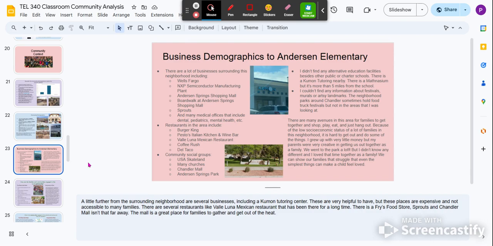A little further from the surrounding neighborhood are several businesses, including Kumon Tutoring Center. These are very helpful to have, but these places are expensive and not accessible to many families. There are several restaurants, like Ballet Luna Mexican restaurant that has been there for a long time. There's a fried food store, Sprouts, and Chandler Mall isn't that far away. And the mall is a great place for families to gather and get out of the heat.